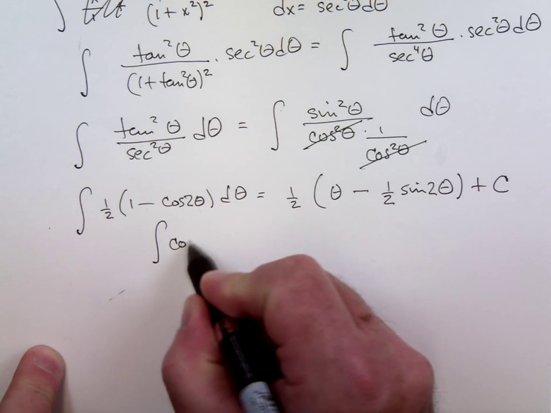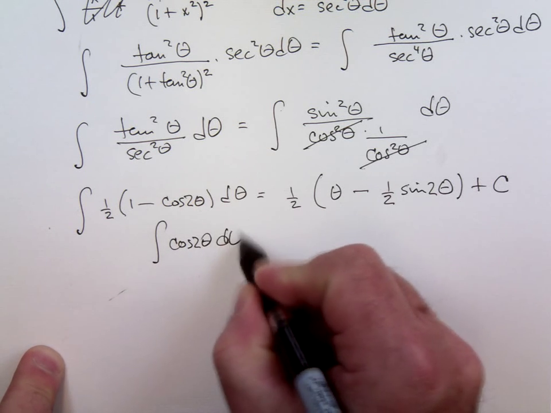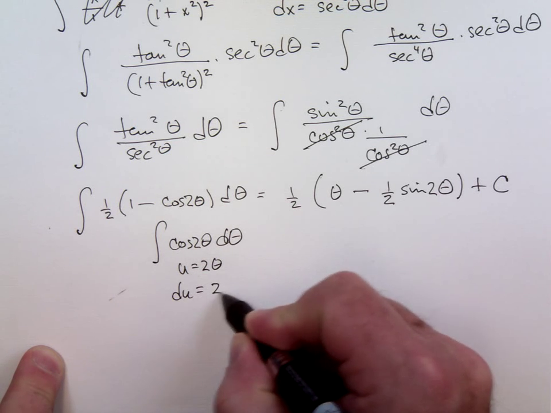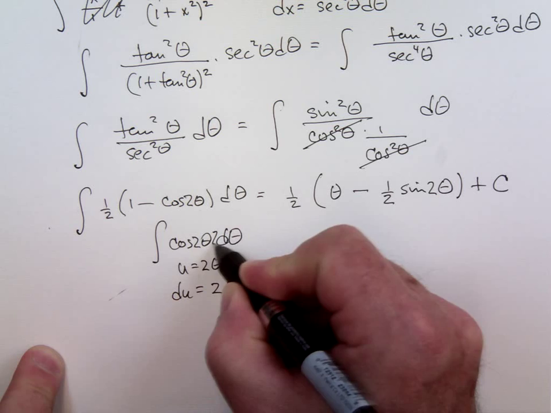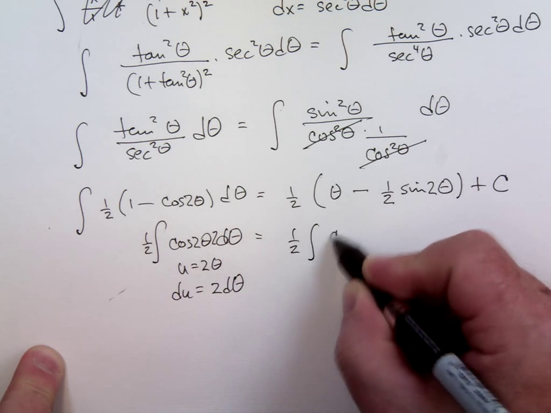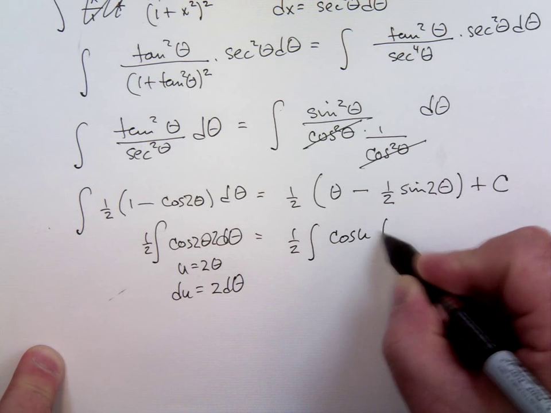Let's make sure we're okay here. What do you do for this? You let u equal 2 theta. The du is 2 d theta. Multiply by 2 and by 1/2. Gives you 1/2 the integral of cosine u du.